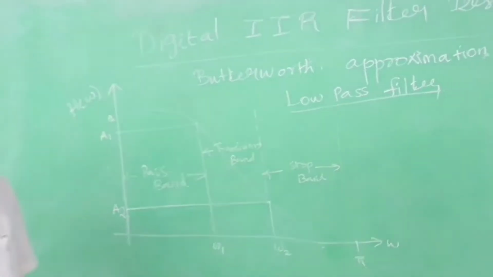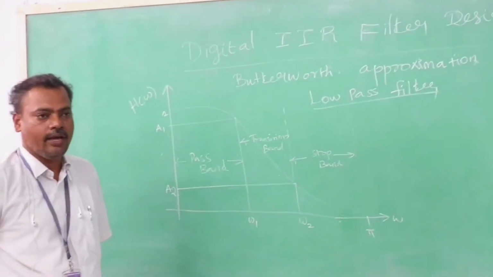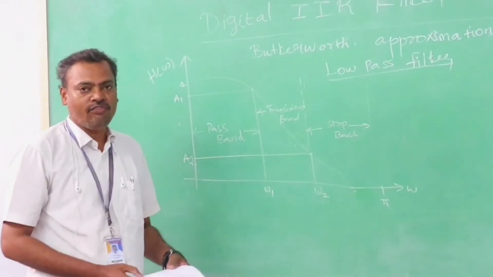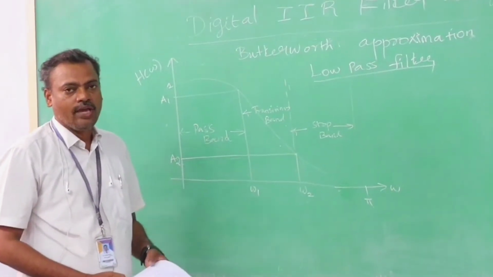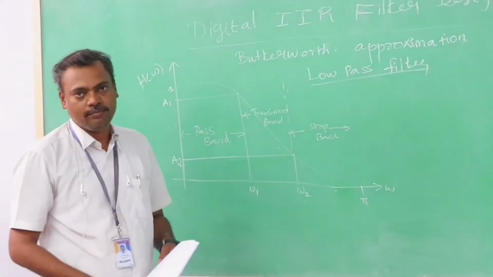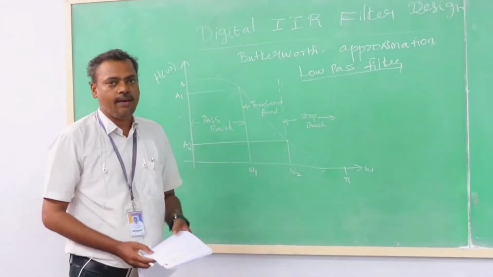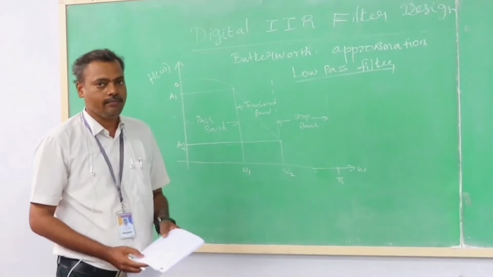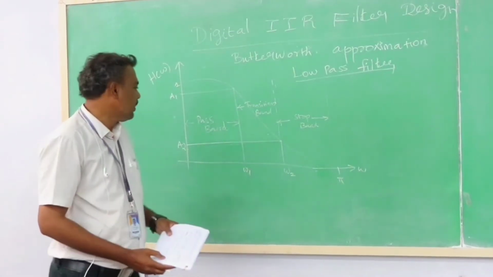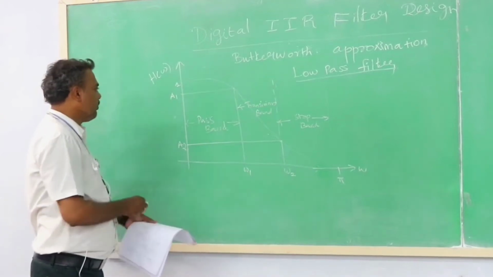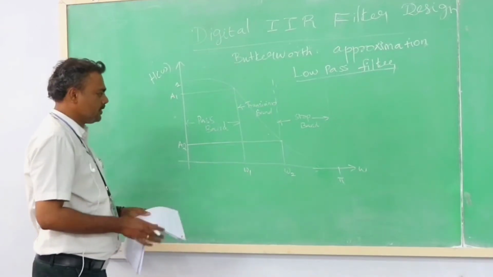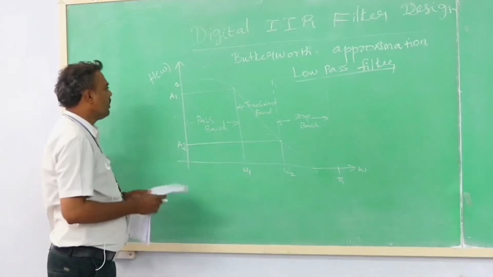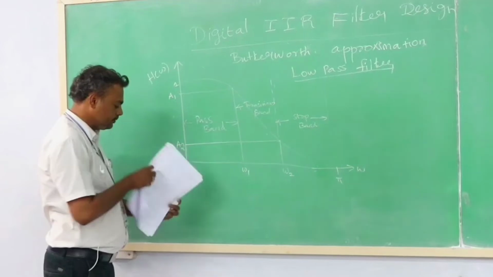In IIR filter design, we can't directly design a digital filter. First of all, we design an analog filter, then we map it into the digital domain. In this case, the filter design happens in the Laplace S domain, then it is mapped into the Z domain, that is the digital domain. But the problem is given in digital domain specifications. This is the magnitude response of the Butterworth approximation.